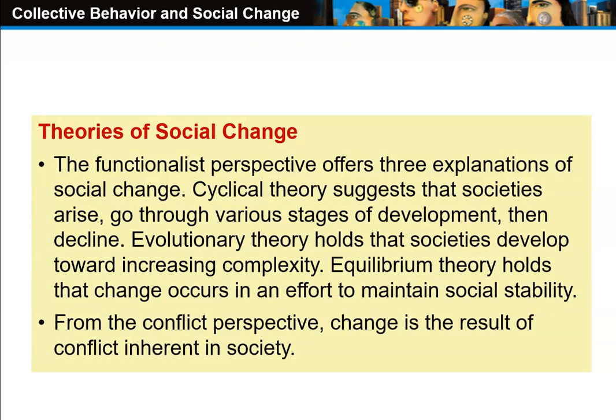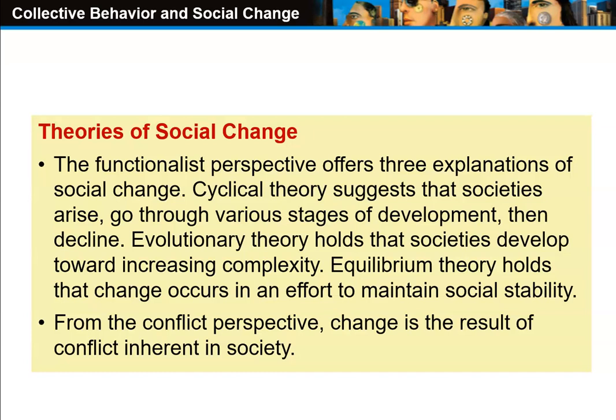Now let's talk about theories of social change. The functionalist perspective offers three explanations of social change. There's the cyclical theory, which suggests that societies arise and go through various stages of development. Then they decline. Evolutionary theory holds that societies develop toward increasing complexity. The equilibrium theory holds that change occurs in an effort to maintain social stability.